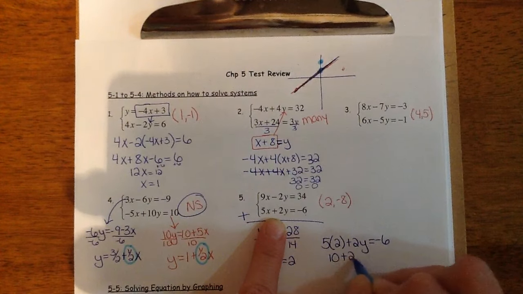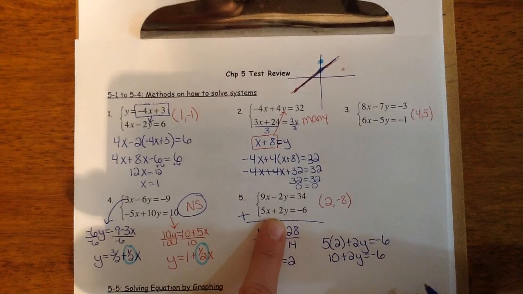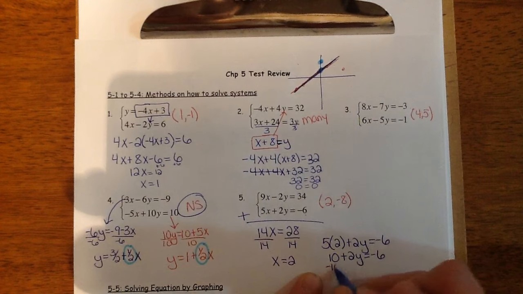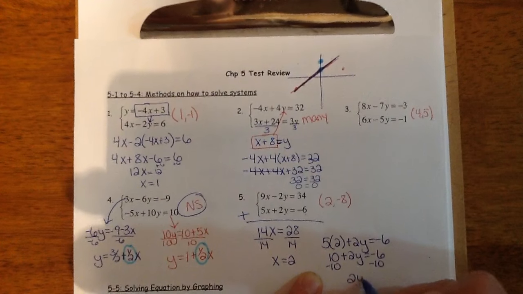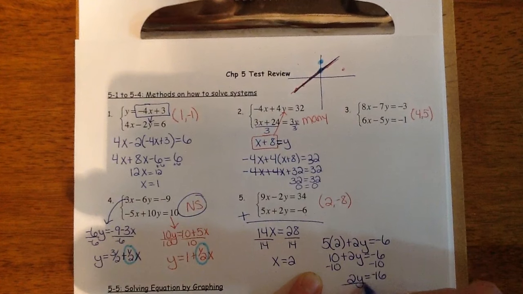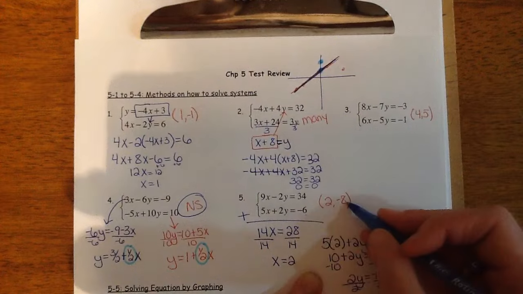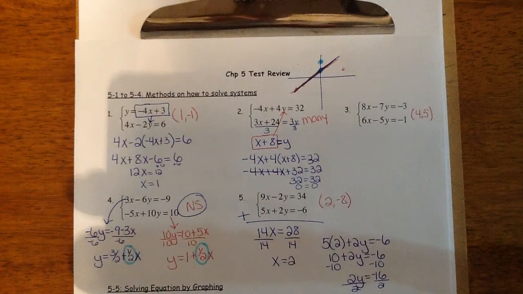I have 10, and now I have to solve it for y. So if I move the 10 over, and then if I divide off the 2, that's how we got the negative 8. So there's not a fast method for that. That does kind of take a little bit of time.